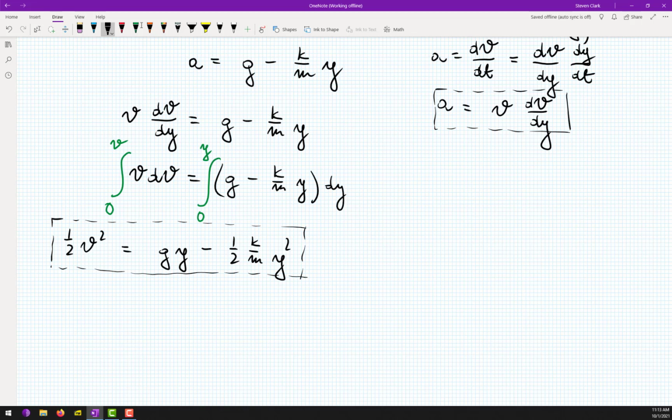So what now? Aha, what was part A? Aha, they ask us to find maximum reading. And maximum reading will be obtained for maximum displacement. So maybe some of you guys can tell me what is the requirement for maximum displacement?